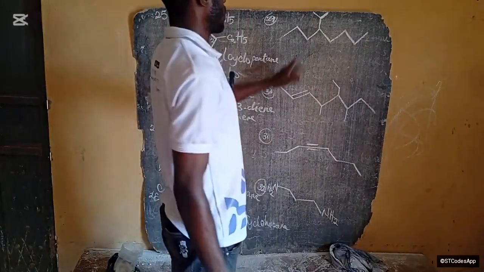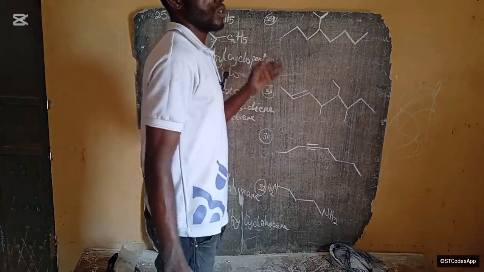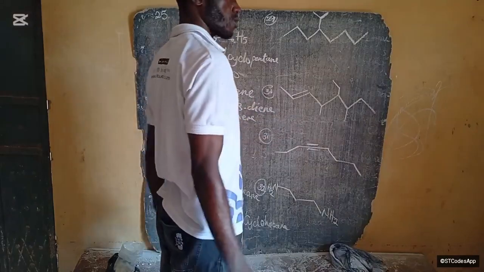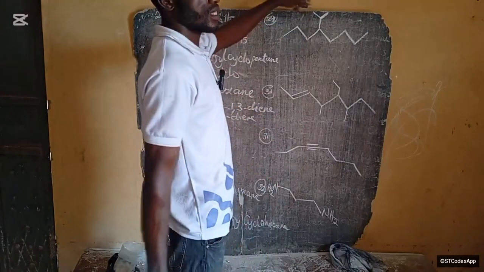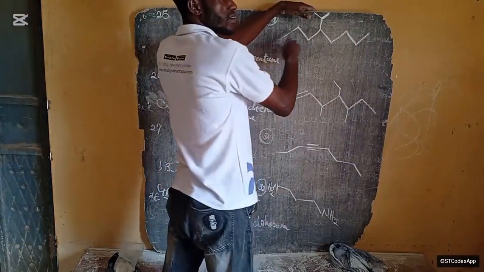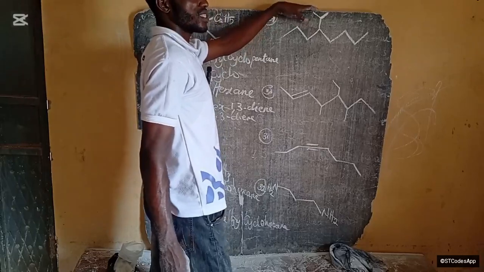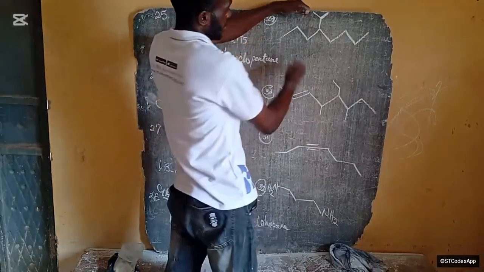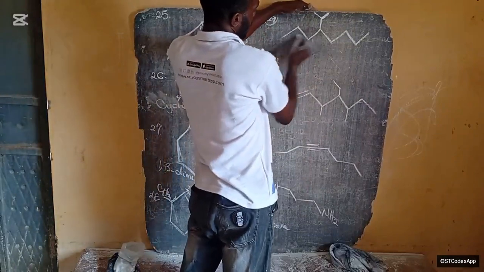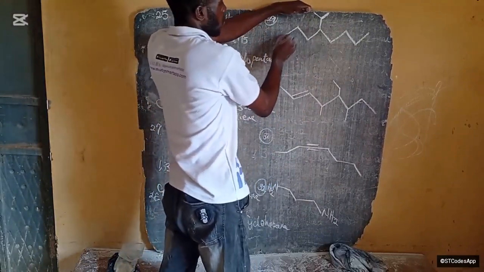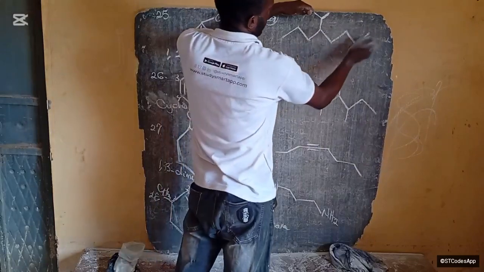Alright, let's name this guy. So this is a skeleton, just like these ones too. Now, each vertex here represents a carbon atom. Each vertex represents a carbon atom. So we're going to have 1, 2, 3. You start from here, is that okay? 1, 2, 3, 4, 5, 6, 7, 8.